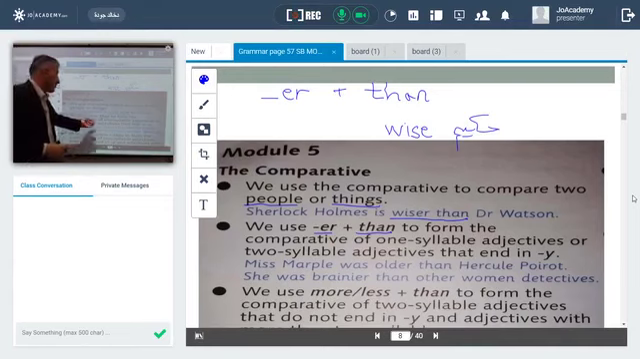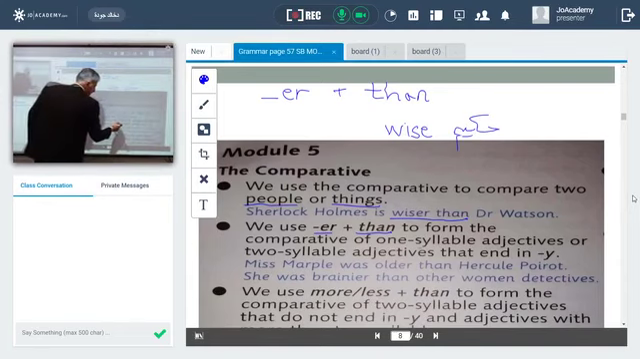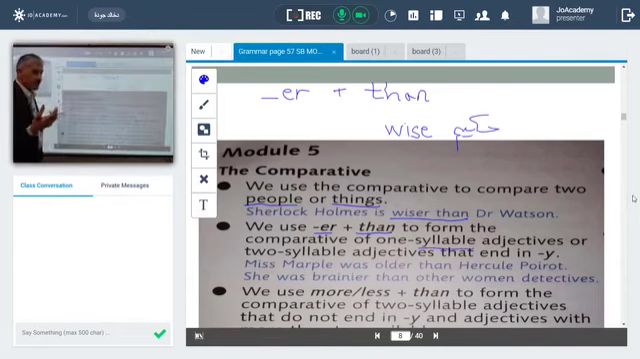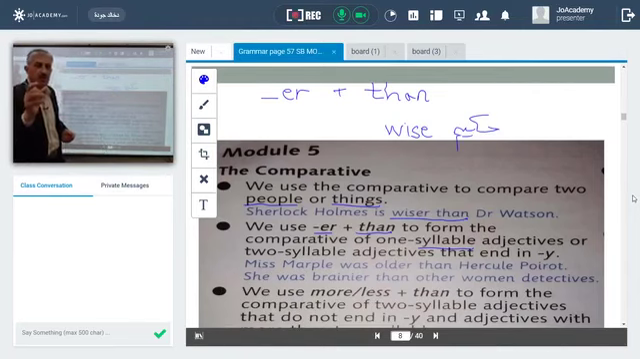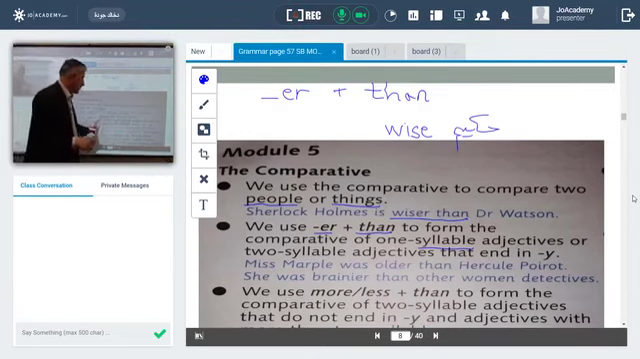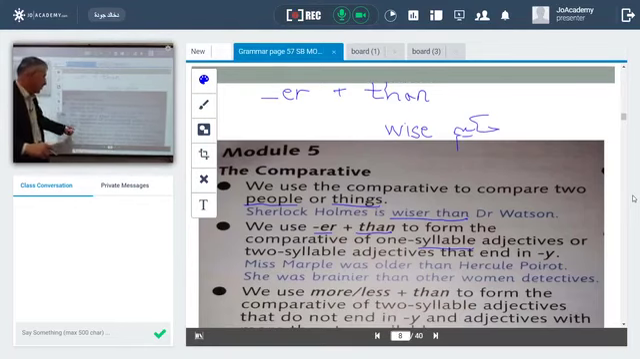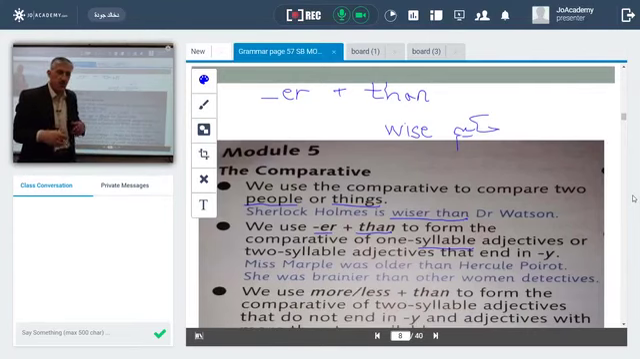The comparative of one syllable. Okay, if it is a one syllable adjective. Syllable means a segment of the word. So I'm telling you, like wise, small, tall, short, these are one syllable. So if it is of one syllable adjectives or two syllable adjectives, even if it's two syllable adjectives, we can add ER to the end of the adjective.